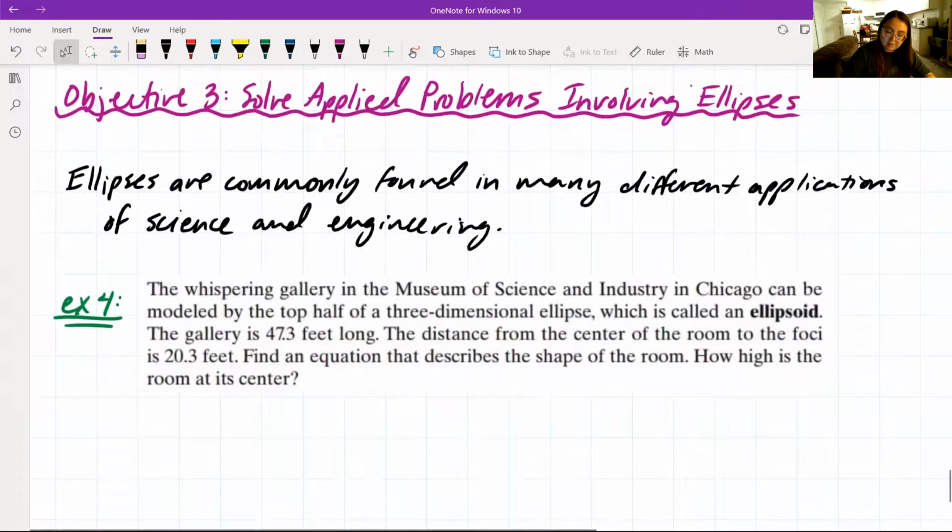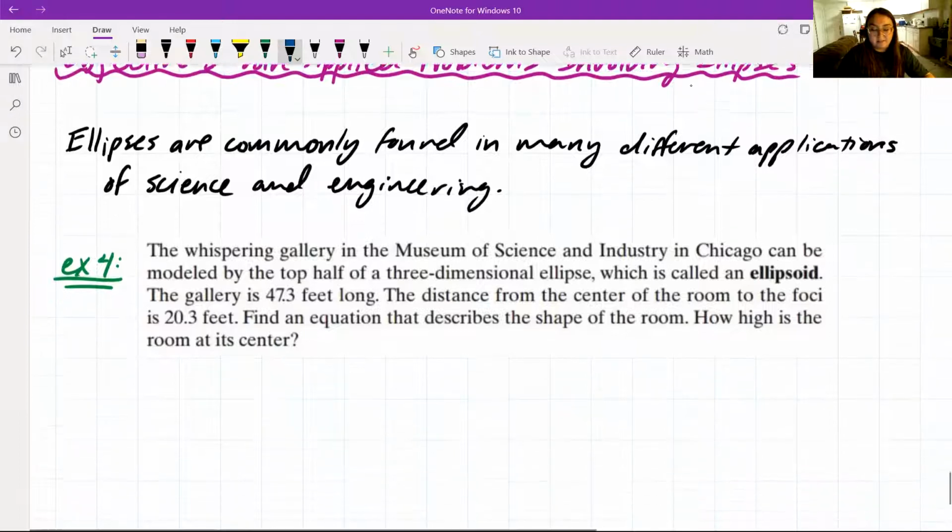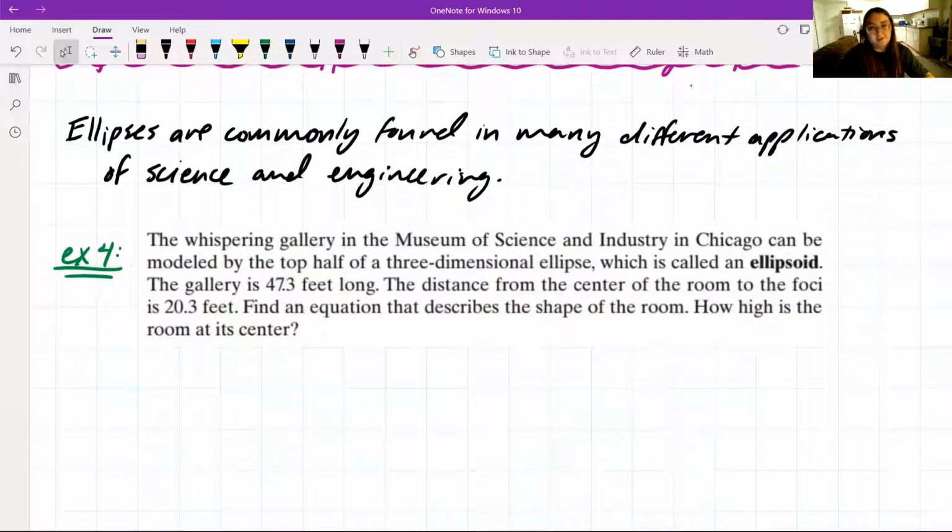Then lastly, we have objective 3. We want to solve applied problems involving ellipses. Ellipses are actually very commonly found in many different applications of science and engineering. They come up very often in other fields, so it is helpful to know their equations and how to solve them.